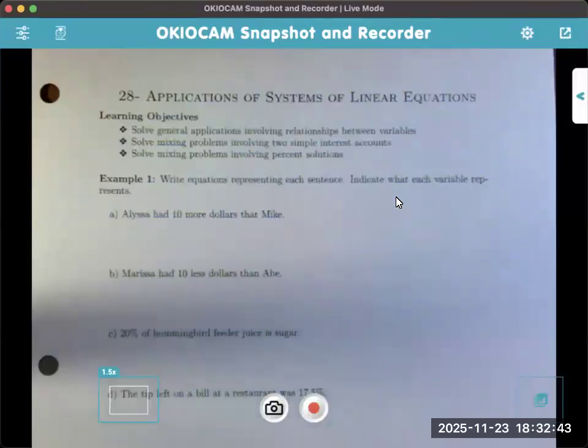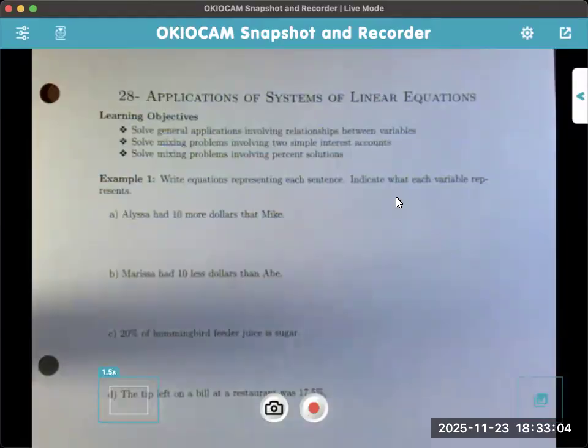Hi. Okay, so we have section 28, applications of systems of linear equations. This is really important. You'll definitely see at least one question on the final exam over this information. So please make sure that you contact me, find me during office hours if you have any questions.